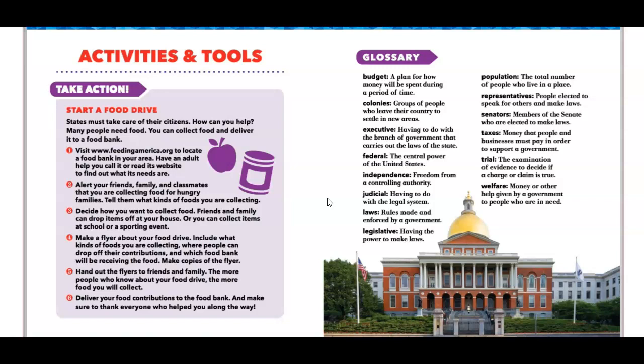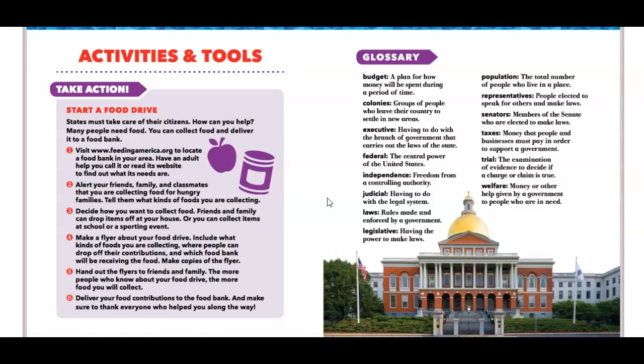Have an adult help you call it or read its website to find out what its needs are. Alert your friends, family, and classmates that you are collecting food for hungry families. Tell them what kinds of foods you are collecting. Decide how you want to collect food. Friends and family can drop items off at your house, or you can collect items at school or at a sporting event.